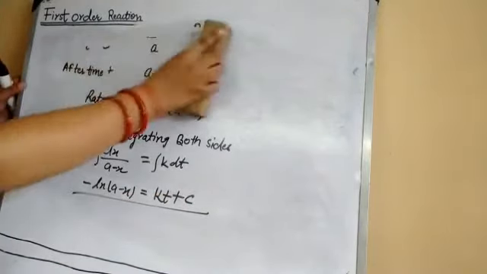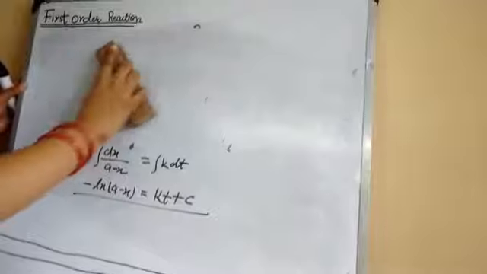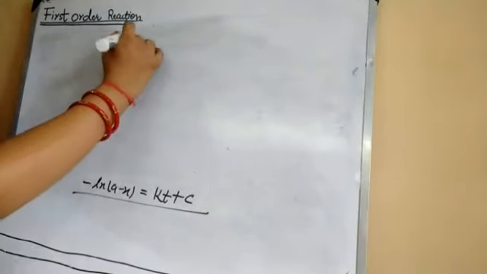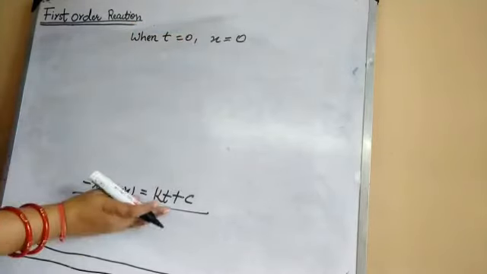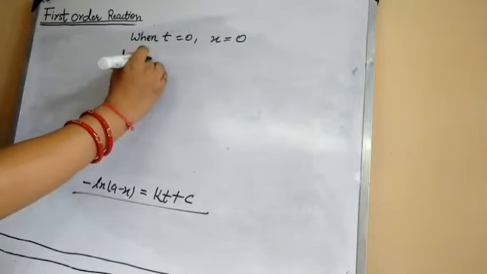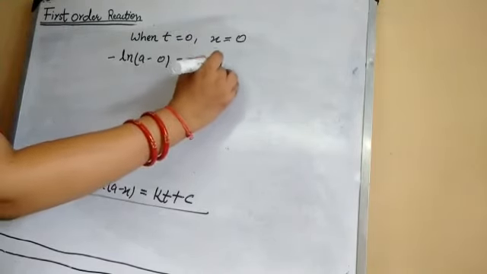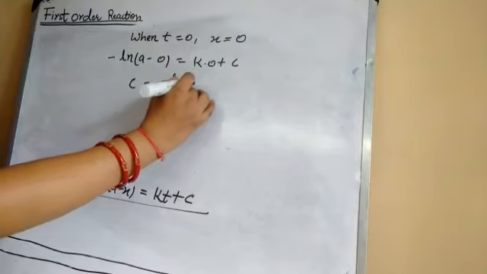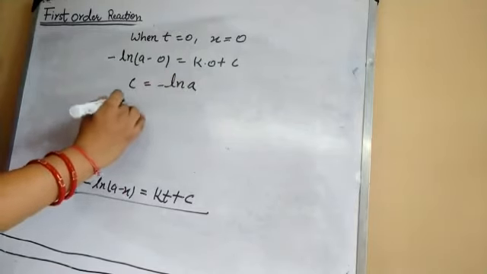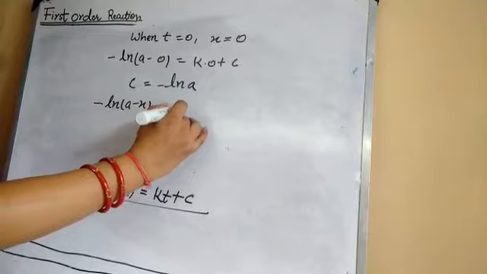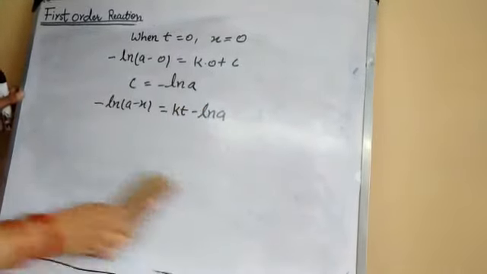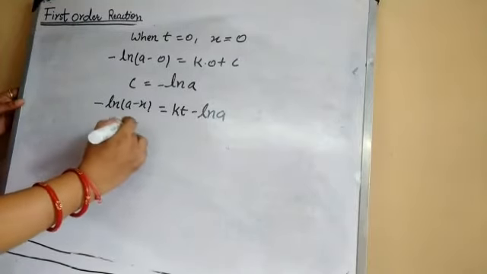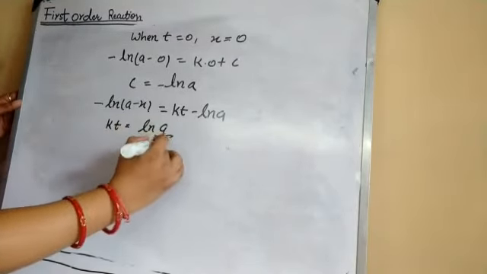To know the value of this integration constant c, we consider that when the time t equals 0, the concentration x was 0. So after putting these two things, minus ln A equals k into 0 plus c, so c will be minus ln A, right? So your expression will become minus ln(A minus x) equals kt minus ln A. So this is your final expression, kt equals ln A by A minus x.